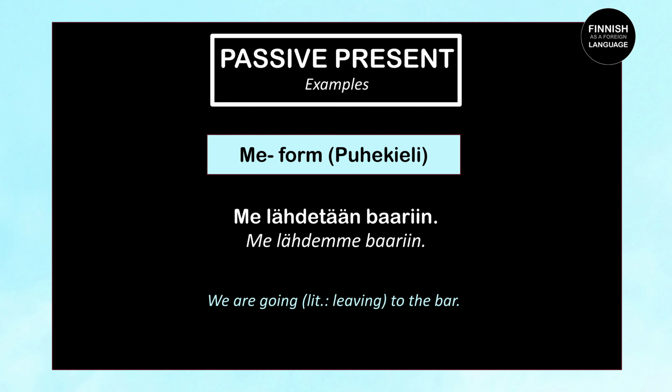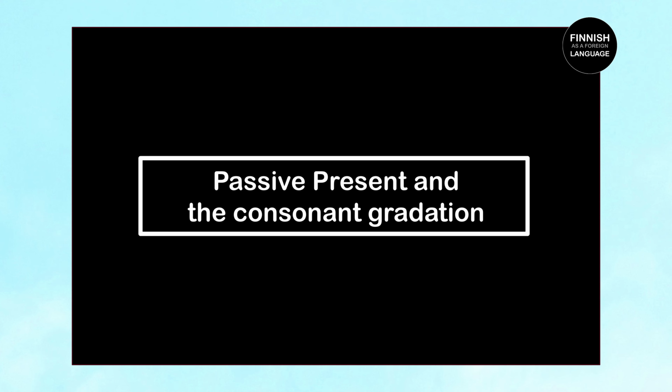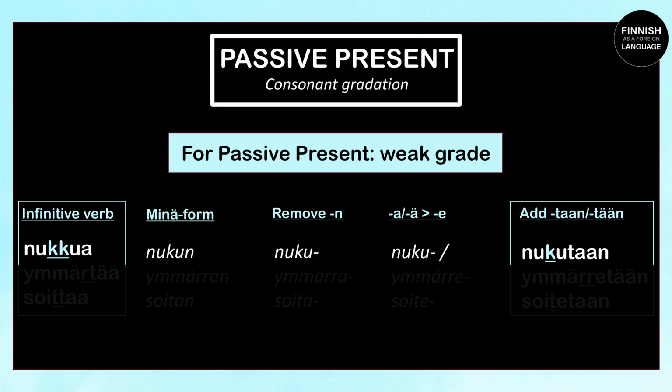Alright, now we move on to chapter 7, the passive present and the consonant gradation. So, some verbs can be affected by the consonant gradation, and it's also important to know that the passive present always requires the weak grade. Here are some verbs like nukkua, which means to sleep. The passive present is nukutaan, and the negative form is ei nukuta. We use the weak version here. The double K from nukkua, the infinitive verb, changes to one K.